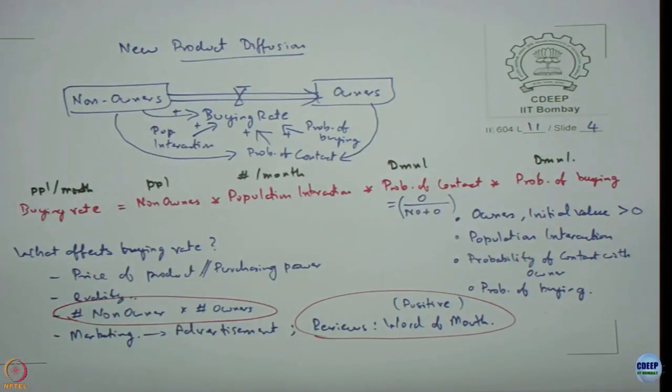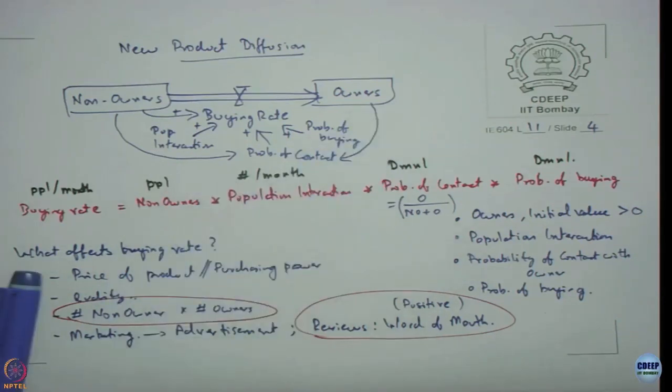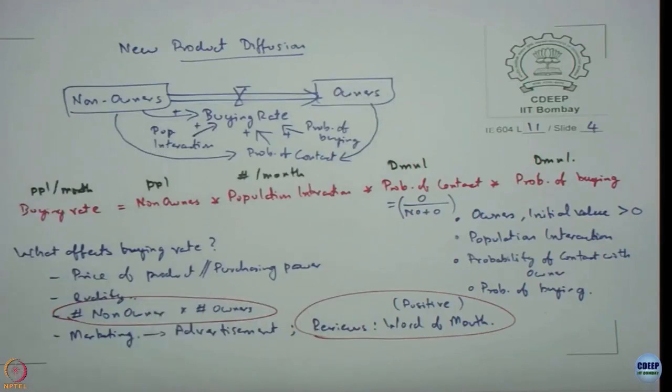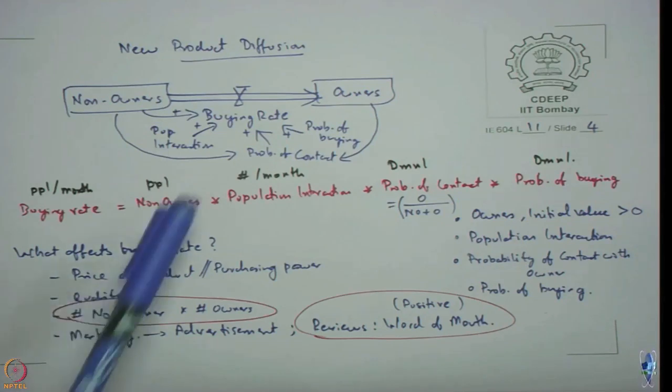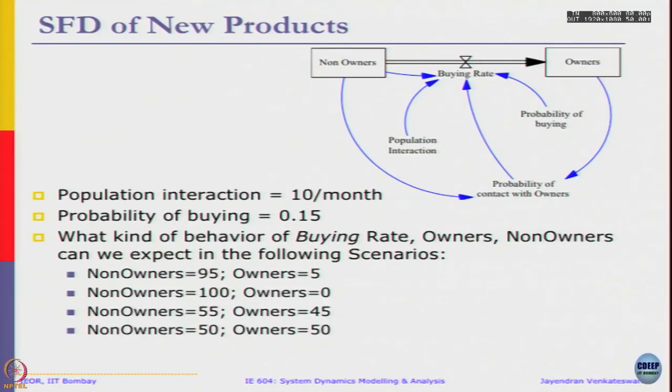This is the model we have, and complete the model by including population interaction, probability of contact and probability of buying, connect with arrows. So, the model you would have downloaded will have just non-owners, buying rate and owners. Just this stock and flow will be represented. Create the new variables and complete this model. Then we will simulate and see what kind of behavior we get for different input parameters.